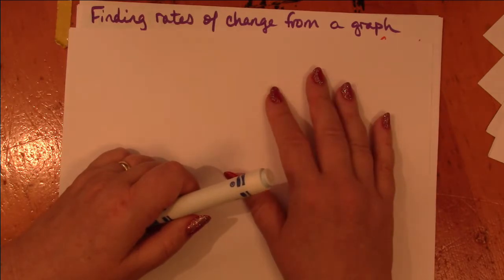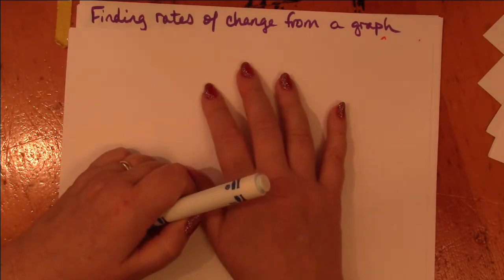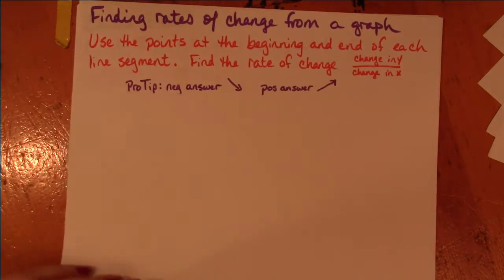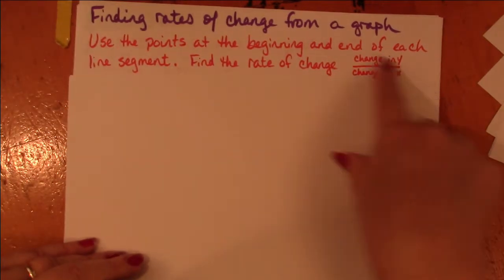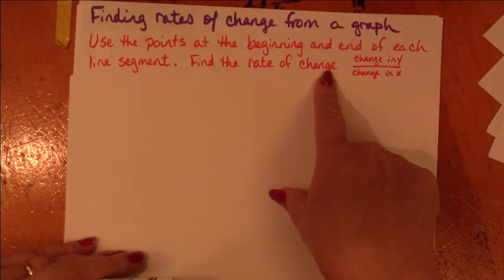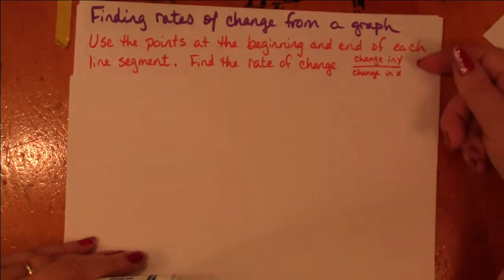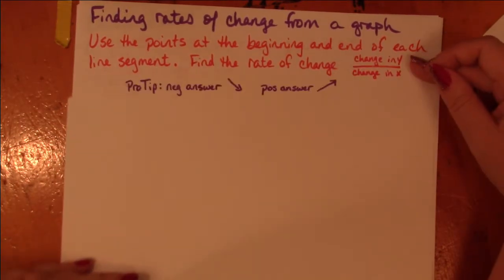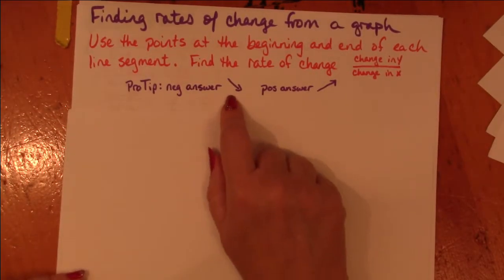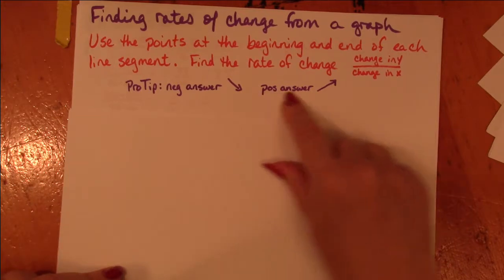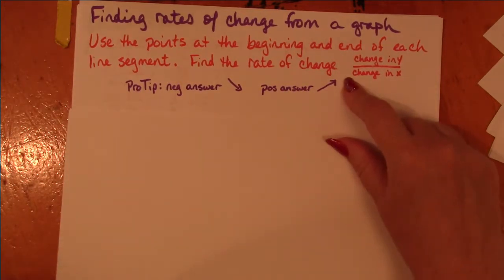So that one was how to look at a chart and find rates. Now we're going to try and find rates from a graph, just looking at the graph. You're going to use the points at the beginning and the end of each line segment in order to find the rate of change. That's going to give you all of your x's and your y's. So now you have to make a chart so you can do this. And just so you know, if your answer is going to be a negative answer, your slope is going to go down in this direction. And if your answer is positive, it's going to go up in this direction.